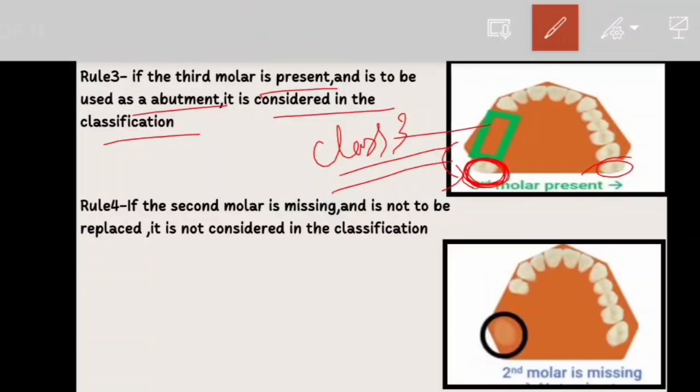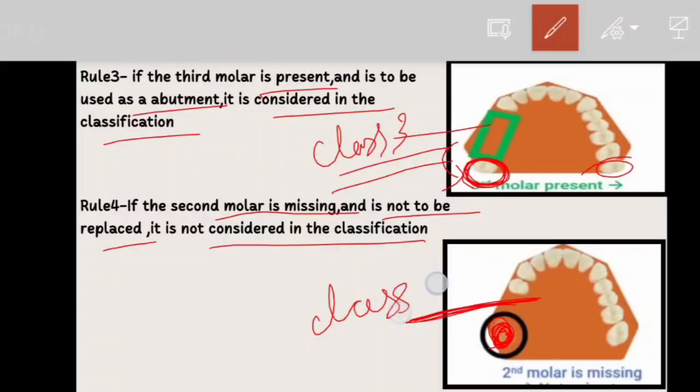Now rule number 4: if the second molar is missing and is not to be replaced, then it is not considered in the classification. So you see the second molar is absent. Okay, so we do not take any support from the second molar. So we will classify this into class 2.